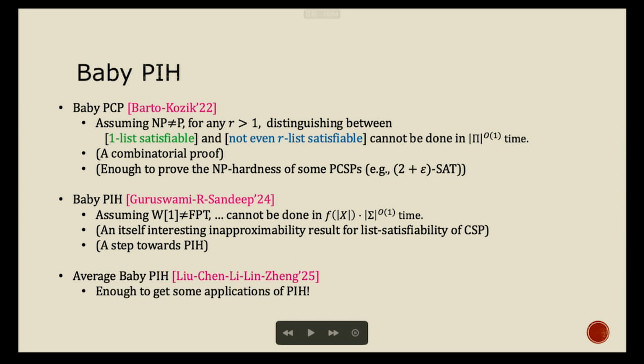The answer is yes, but we need a stronger version of Baby PIH called average Baby PIH. This was recently proved by Liu, Chen, Li Ling, and Zheng. And as we show later, it is enough to get us some applications of PIH just from average Baby PIH.